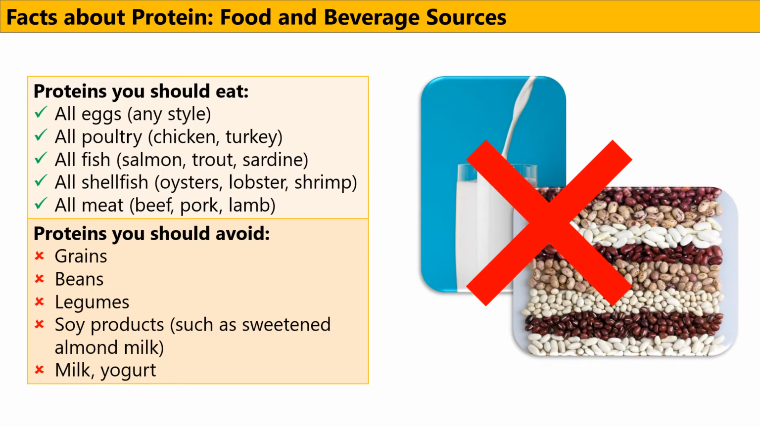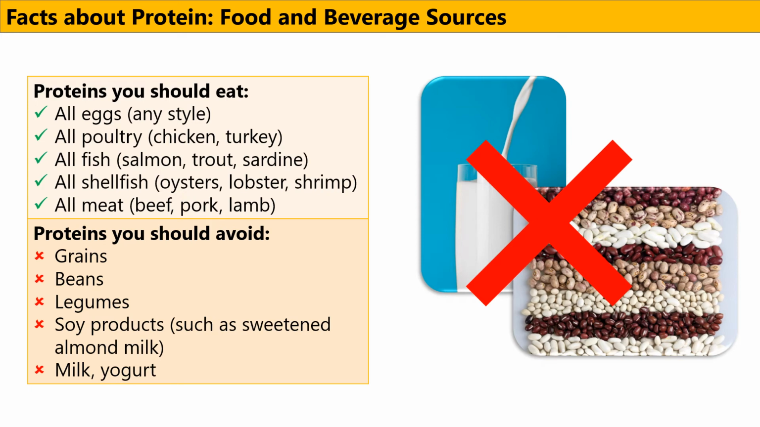What are good sources of protein? Some examples of food with protein that you can eat regularly include eggs in any style, all poultry, including chicken and turkey, all fish, including salmon, trout, and sardines, all shellfish, including oysters, lobster, and shrimp, all meat, including beef, pork, and lamb.